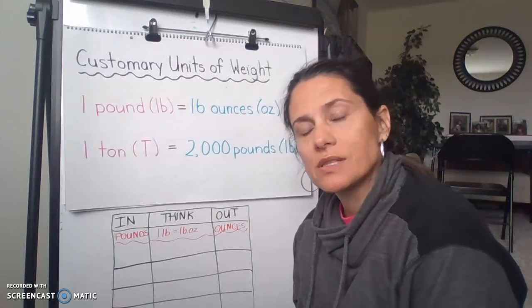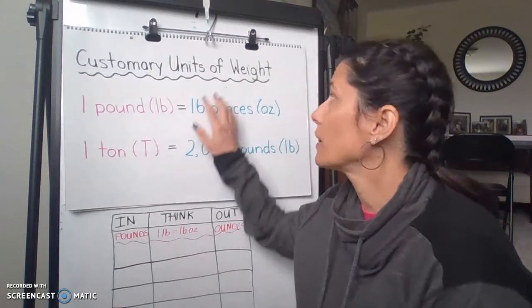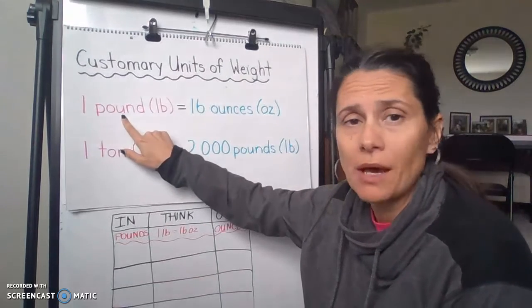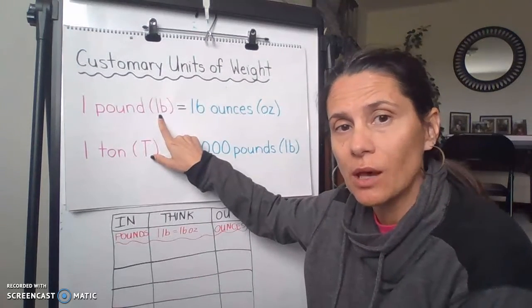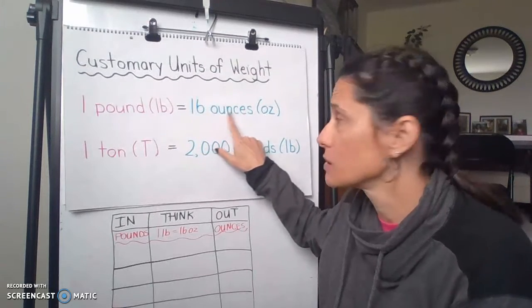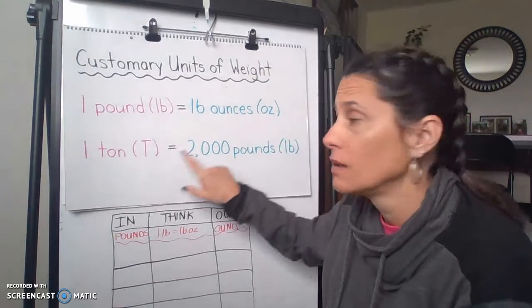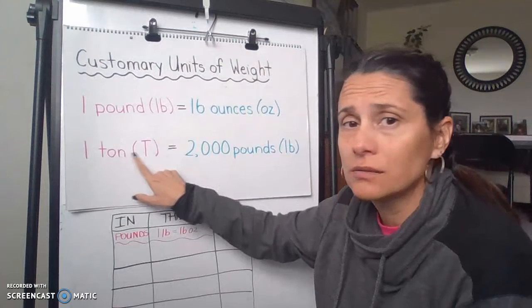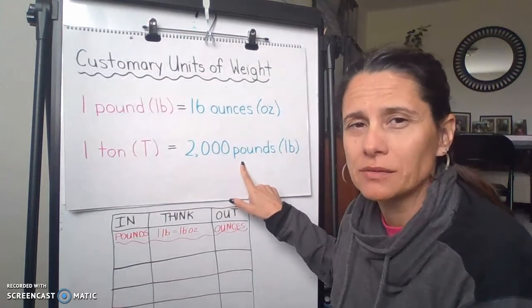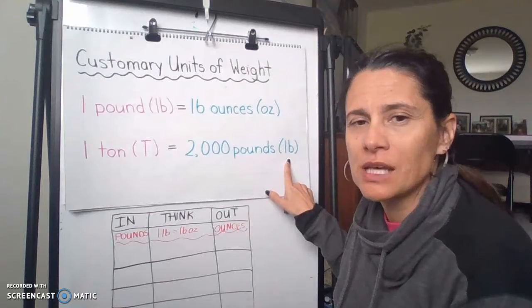Alright, so today we're doing the same thing as we did yesterday, but instead of length, we're doing weight. And so we are going from 1 pound, and then the abbreviation is LB. So 1 pound equals 16 ounces, and that's OZ. And then 1 ton, which is a capital T, is equal to 2,000 pounds. And remember, pounds is LB.